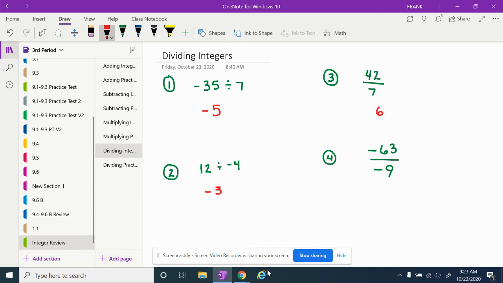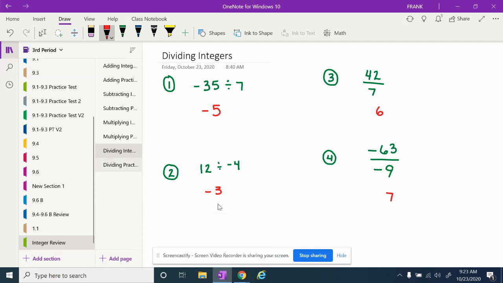And then number 4, both negatives. Signs are the same. That means the answer has to be positive. So what is 63 divided by 9? 63 divided by 9 is a positive 7.